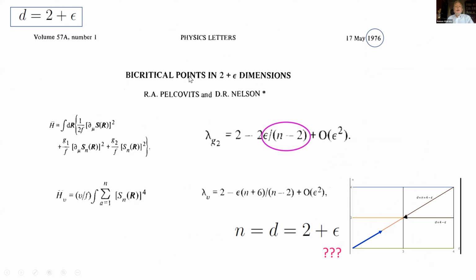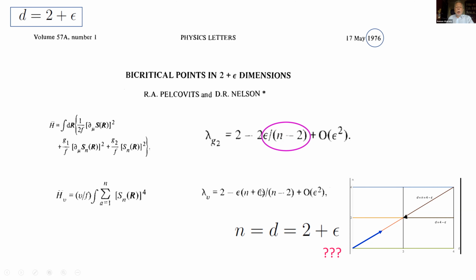The bicritical points were also discussed in 2 plus epsilon dimensions by Pelcovits and Nelson. Pelcovits was a student at Harvard. This is 1976. They calculated the exponent for v as a function of epsilon at fixed n. So they went at a fixed value of n, say 3, from 2 dimensions upwards along this axis, and they found that lambda v has such an expansion.